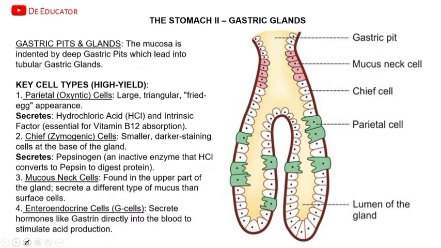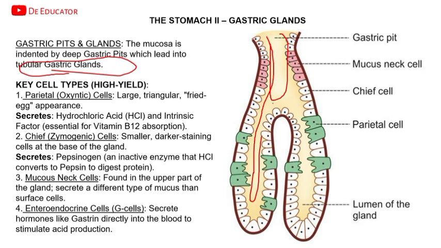Alright, so moving on, the gastric glands in the stomach. This is another important concept that you must take note of while you are doing histology of the stomach. So the gastric pit and the glands. The mucosa is indented by deep gastric pits. I've shown you that already, which leads into tubular gastric glands. So we can see here that this is the pit, and this pit is giving rise to tubular glands.